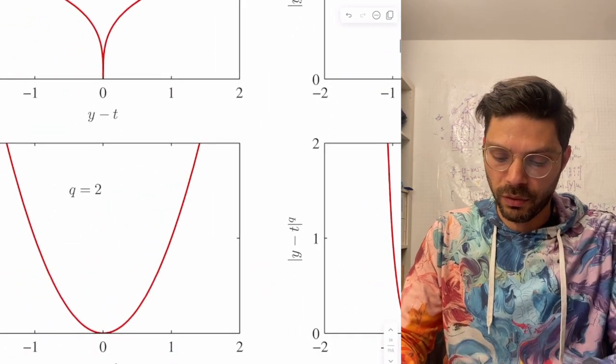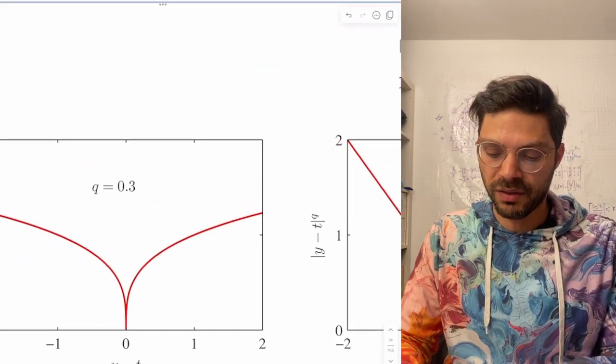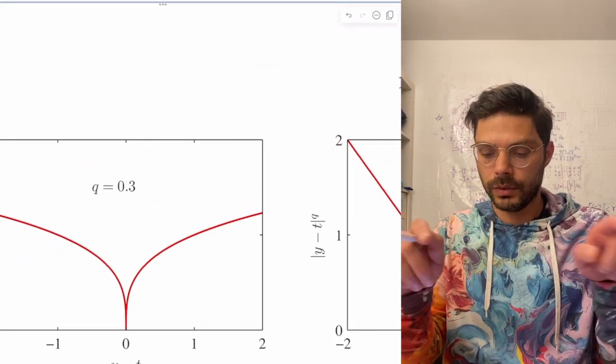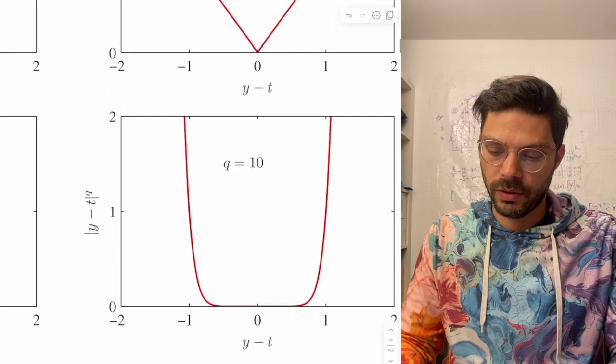We've been using q equals 2. Here's what it looks like when q is less than 1. It starts kind of getting non-convex. Here's q is equal to 10.